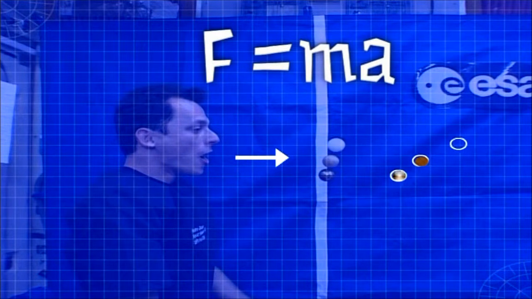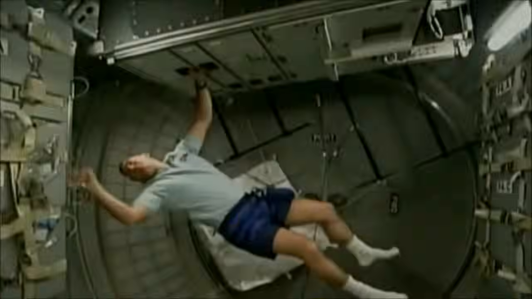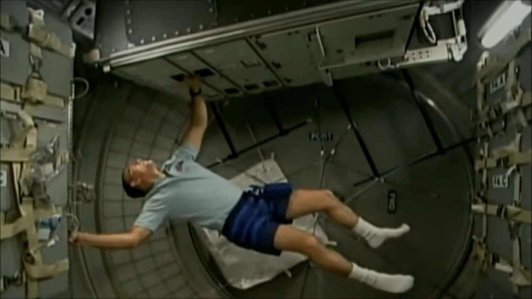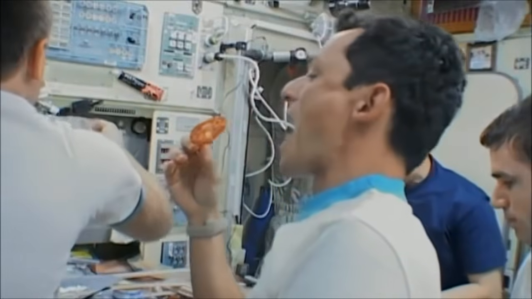Pedro blows the balls with the same breath, but their different masses mean they move at different speeds. Newton's second law is easier to demonstrate on the ISS, but here on Earth there are other factors to complicate things.